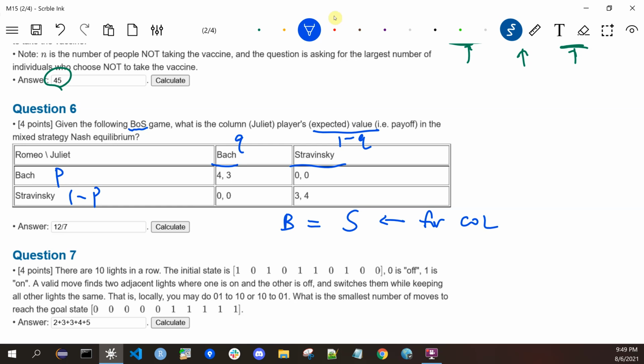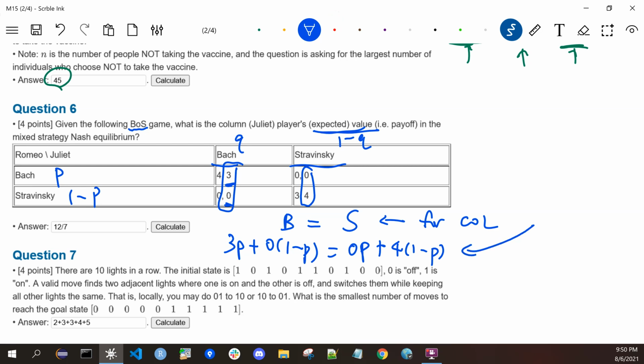So if I play B, then I will get 3 with probability P and 0 with probability 1 minus P. So that's 3P plus 0 times 1 minus P. And if I play S, I will get 0 with probability P plus 4 with probability 1 minus P. That's actually the expected value for me of the whole game when we have a mixed strategy equilibrium. So we can solve for P here and plug P back in, and then we can get the value. That simplifies the problem of first solving the equilibrium and then plugging everything in.